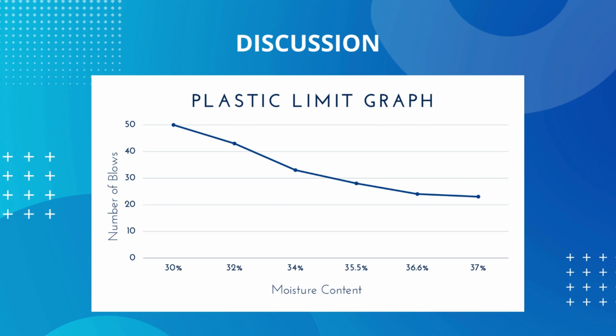We referred this experiment to the AASHTO T89 standard method for determining the liquid limit of soils. The liquid limit graph shows a logarithmic line. It exactly shows the data on the table. We have a negative trend wherein the number of blows lessens as the moisture content increases.